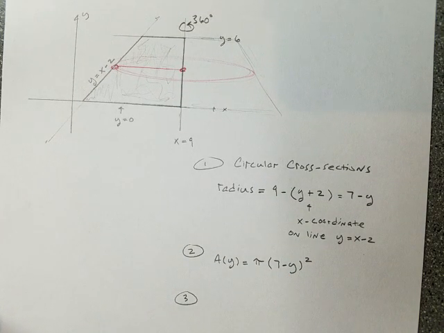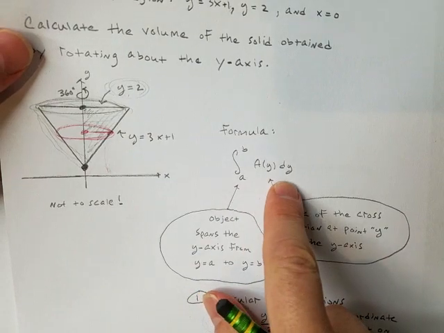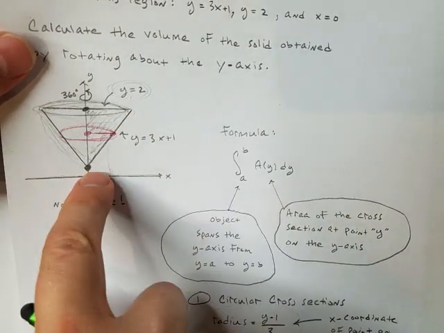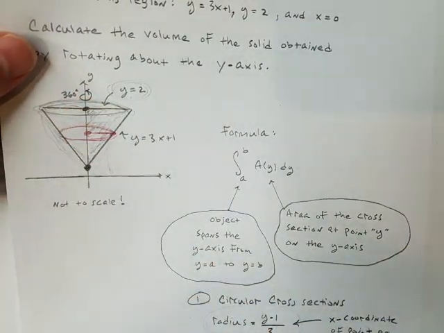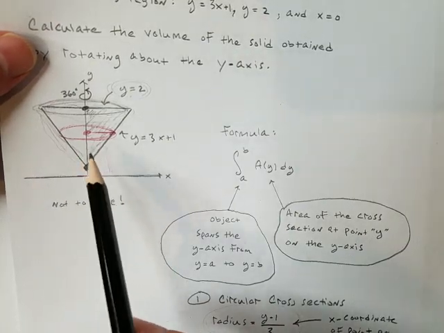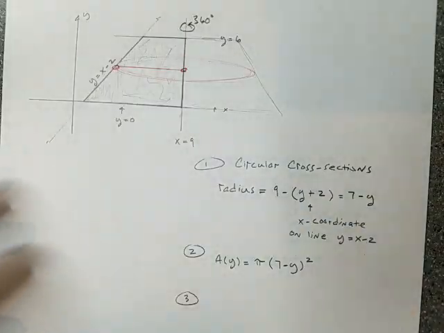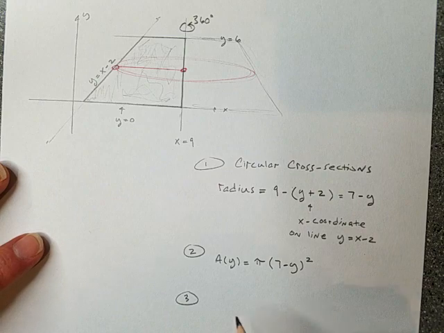So this will be an integral in terms of y, like that first example, okay? The variable will be y. The bounds of integration are up and down the y-axis. The cross sections are cut perpendicular to the y-axis. That's what this one is like, okay?